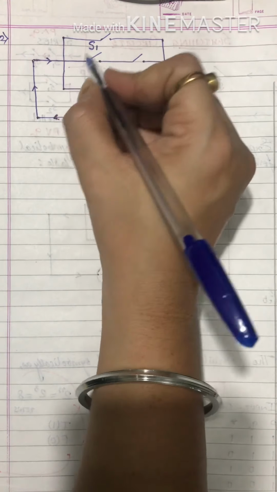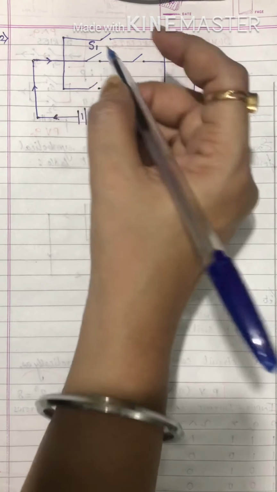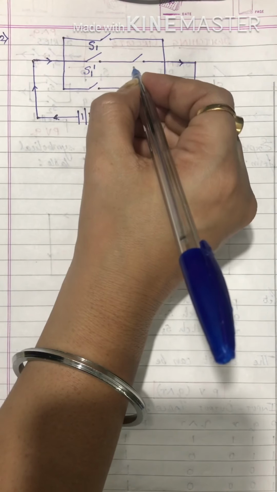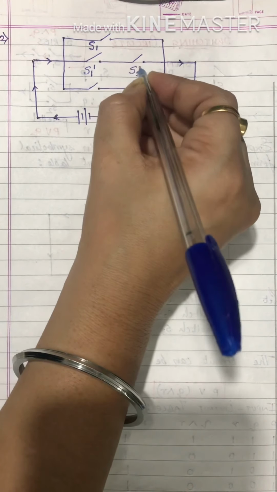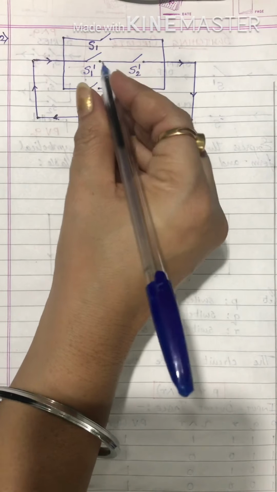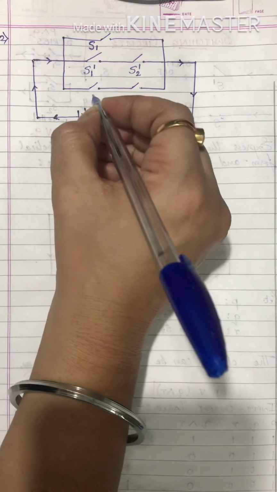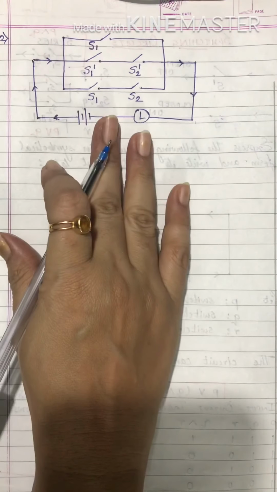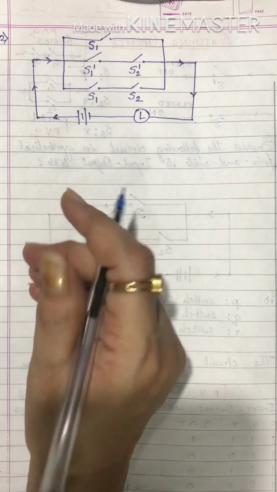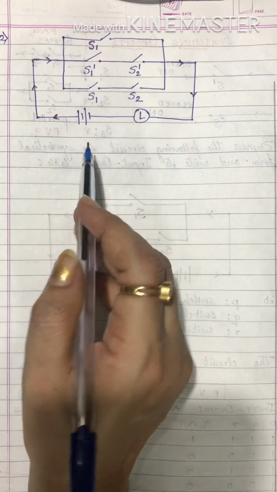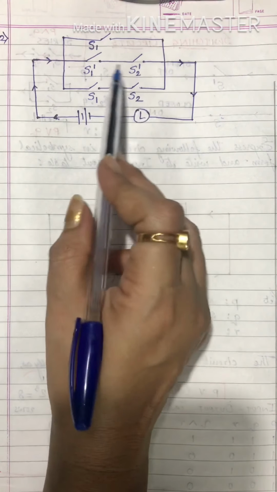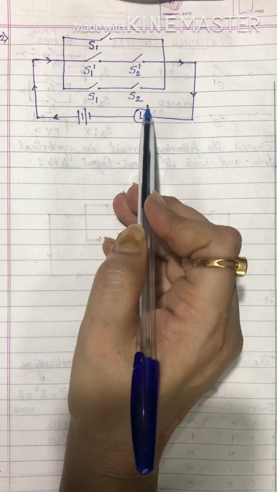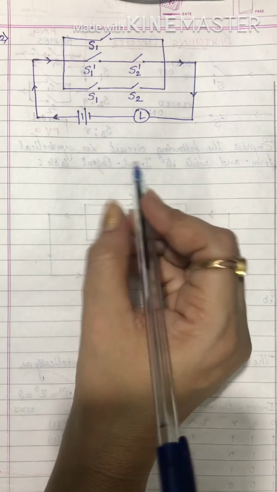Our next sum: we have a switch S1 connected in parallel with S1 dash, which is in series with S2 dash. These three are in parallel with S1 and S2. This is the circuit given to us. Same thing, the question continues. We have to write the symbolic form of the circuit, construct the switching table and then interpret our answer.